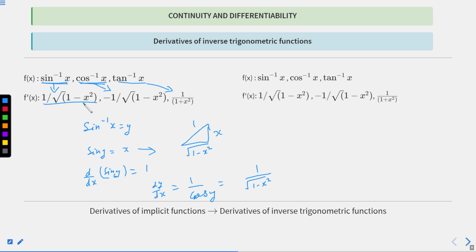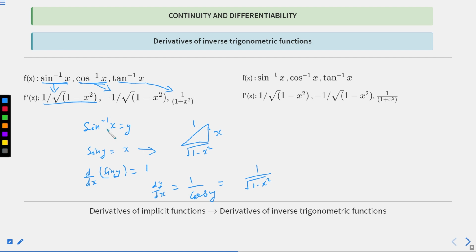If you are taking it as equal to y, this means y must be in the range of sin x, which means -1 to 1, and x belongs to minus pi by 2 to pi by 2. Y belongs to what? -1 to 1. Sorry, x belongs to -1 to 1. Y belongs to minus pi by 2 to pi by 2.